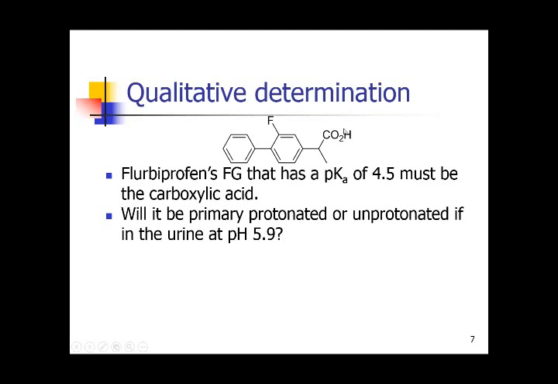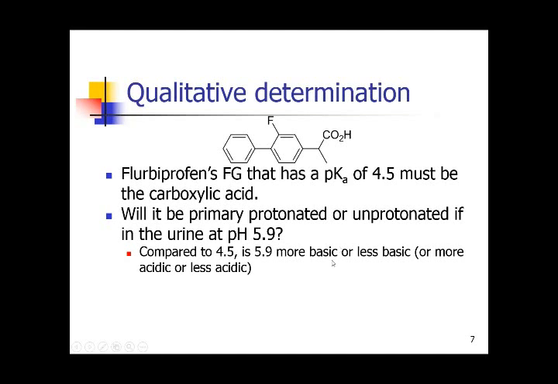Remember, acids are going to be neutral or minus. Bases, neutral or positive. So, here we go. We're at pH 4.5, we're at a 50-50 mixture. If I go up to pH 5.9, from pH 4.5 up to 5.9, what's happening? There's more OH minus floating around to abstract that proton. Therefore, it's going to be more O minus. So, compare those two. Is 5.9 more basic or less basic compared to 4.5?